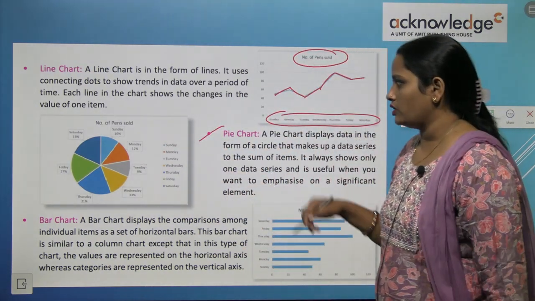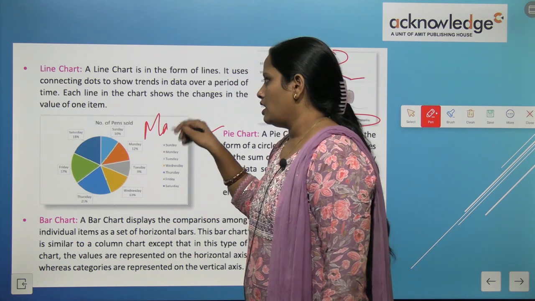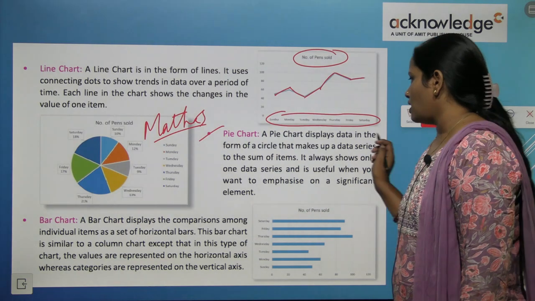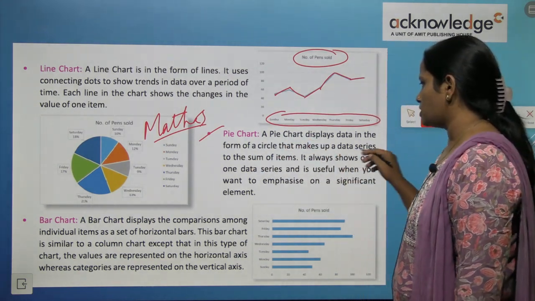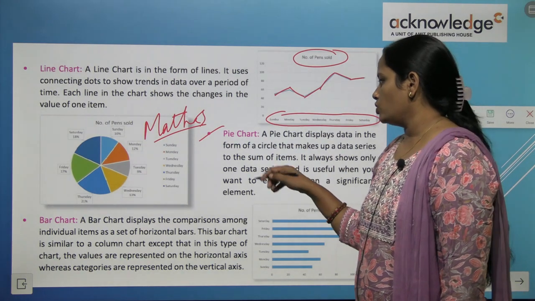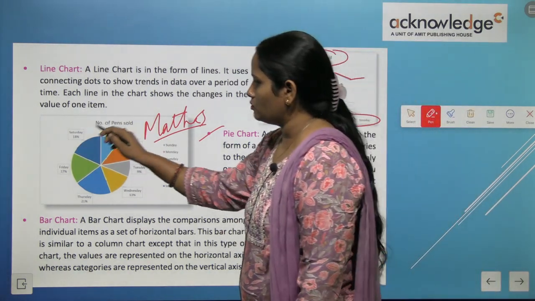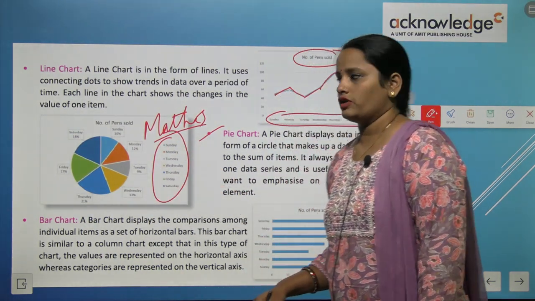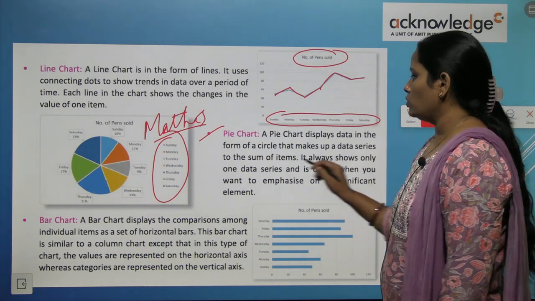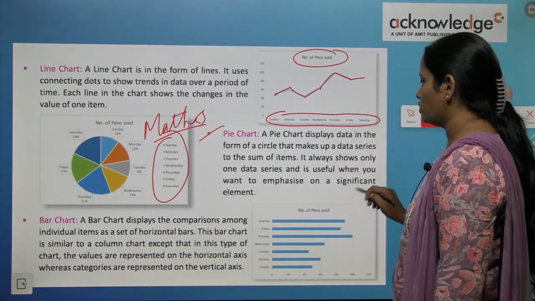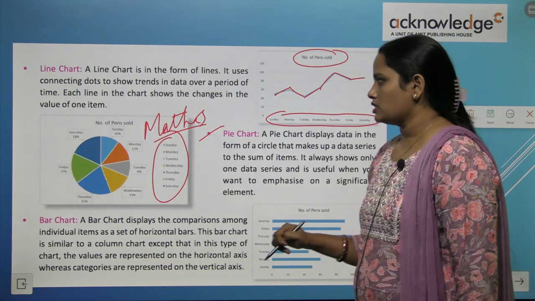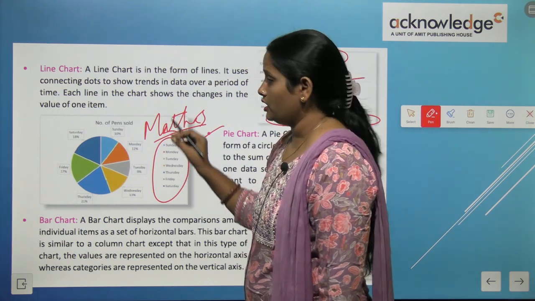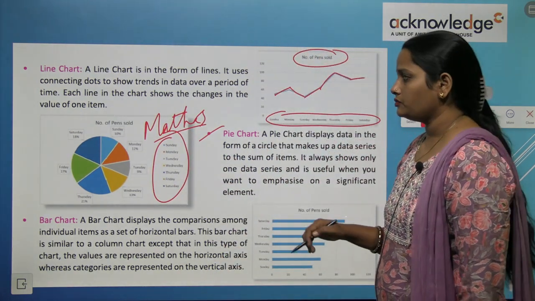Next comes the pie chart. We have also learned about this in our maths. Yes. So a pie chart displays data in the form of a circle that makes up the data series to the sum of items. So whatever items, what is the percentage that is displayed here, in different colors. Different colors are used here. It also shows only one data series and is useful when you want to emphasize a significant element. So if we want to emphasize a single element, we use this pie chart.